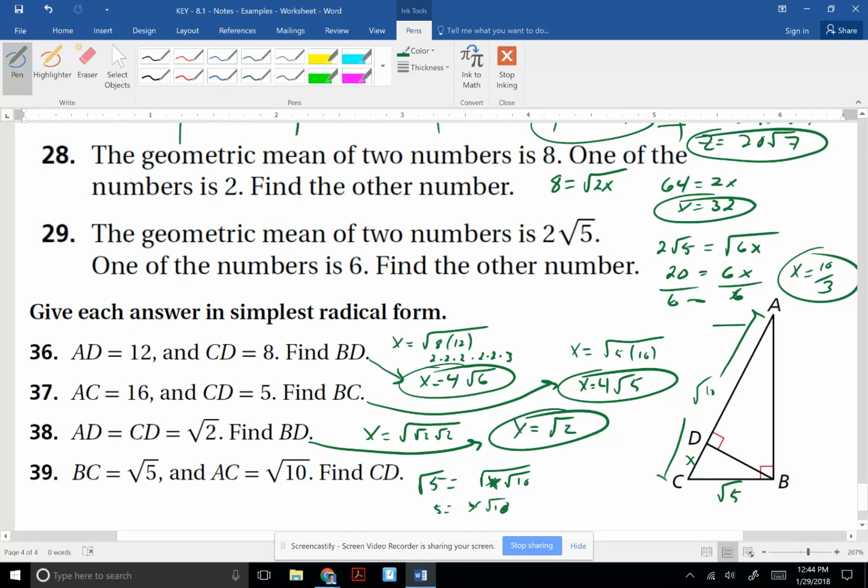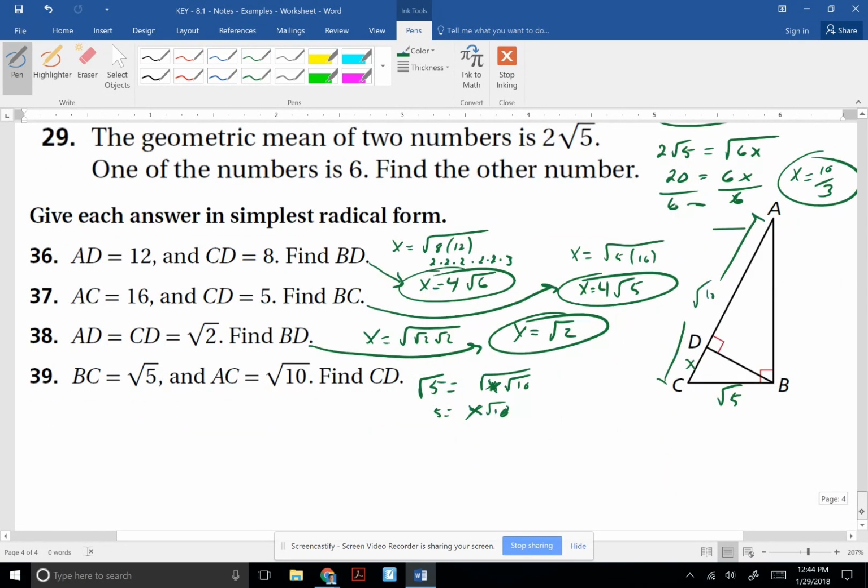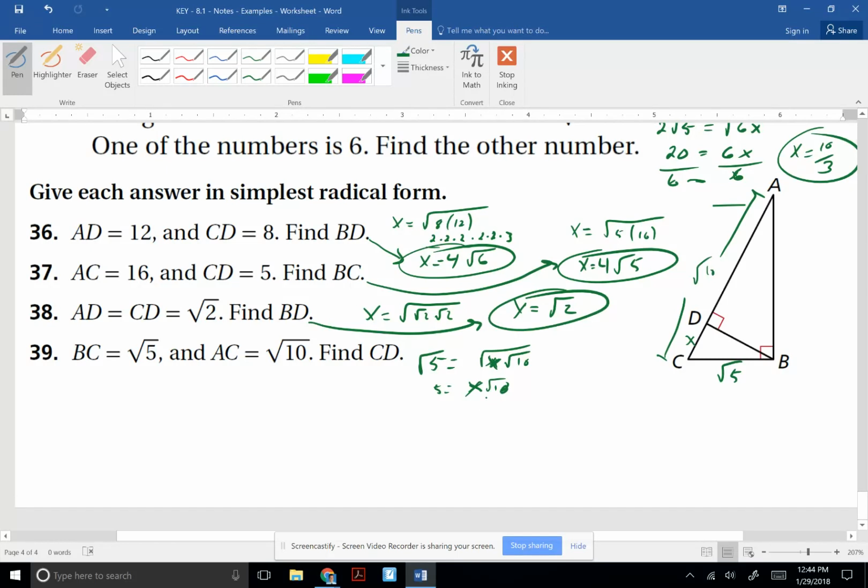So we want to divide both sides by radical 10. So it's going to take some more room. So we say x equals 5 over radical 10. Can't leave it like that. So radical 10 over radical 10 is a way to rationalize that. And so 5 over 10 is just 1/2. So this is radical 10 over 2.